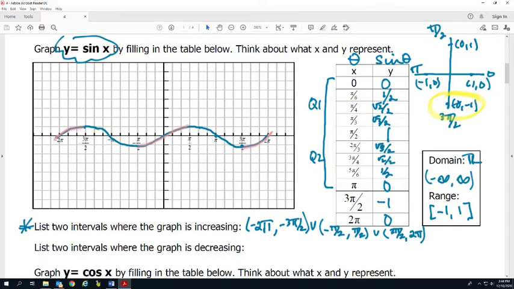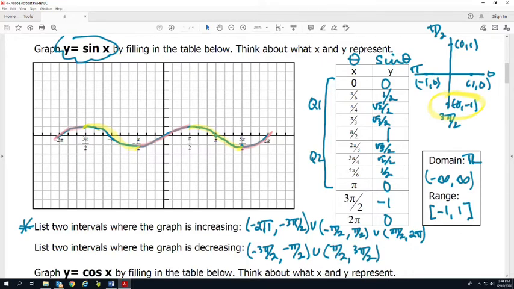Intervals where it's decreasing, I'm going to change my highlighter to something else. How about yellow? So where it's decreasing is from here to here. As I read it from left to right, the y's are going down, and again, each of those maximum and minimums are going to be where it changes. Right here, it's also decreasing. So if I'm going to write intervals where the graph is decreasing, it's going to be from -3 pi over 2 to -pi over 2, and then also from pi over 2 to 3 pi over 2.